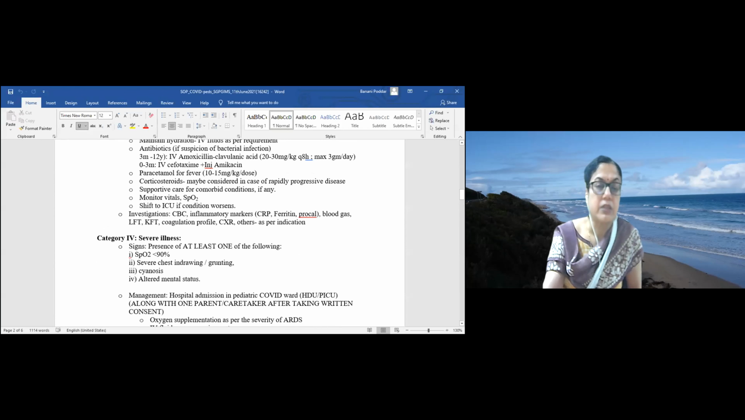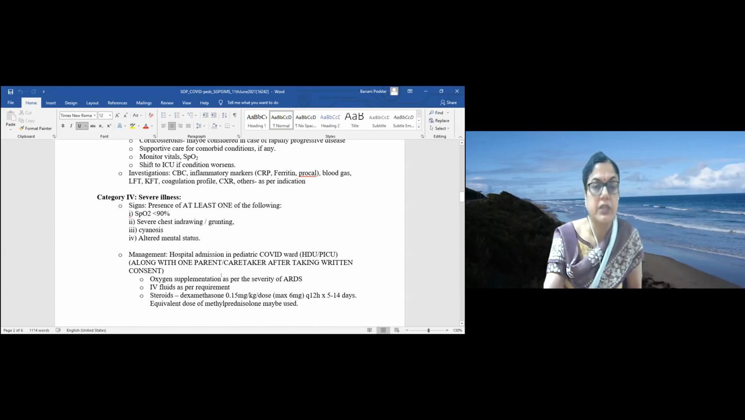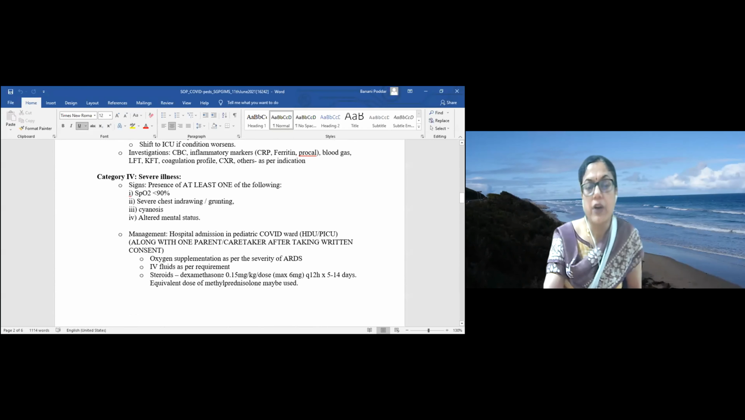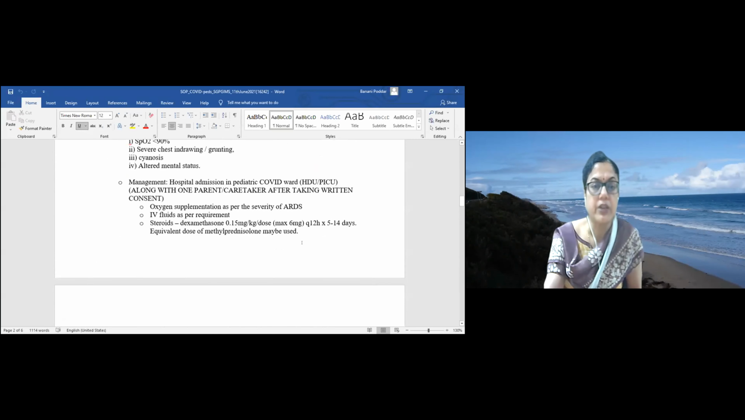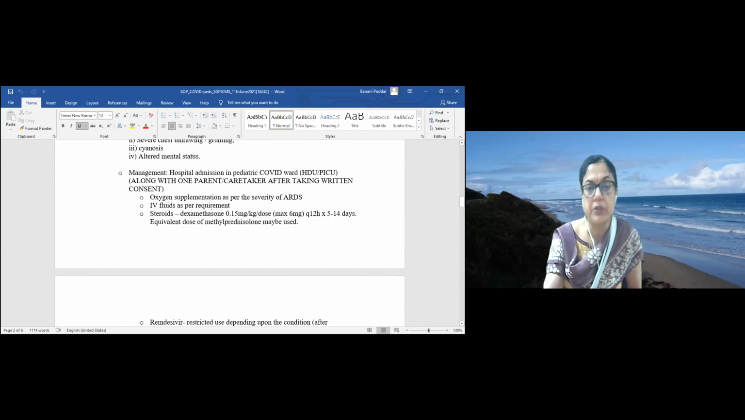Severe disease is at least SpO2 has gone below 90. There is chest indrawing or grunting, cyanosis, altered mental status, and we would have to admit this child, give oxygen as per severity of ARDS, IV fluids, and here is a definite role of dexamethasone, 0.15 milligram per kilogram per dose, 12 hourly, 5 to 14 days.